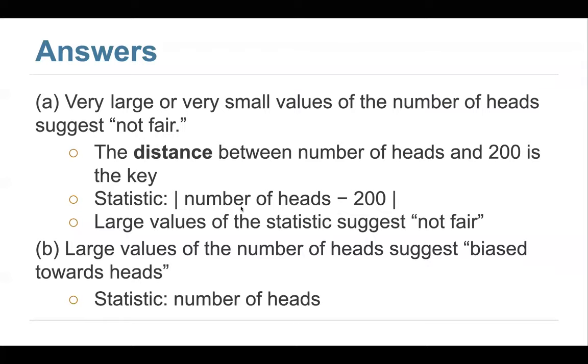In part A, wouldn't small values be for the model? Yeah, that's correct, exactly. So in part A, small values are for the model. That's exactly what you want, actually. So in both of these situations, you want to find a statistic where small values is for the model.